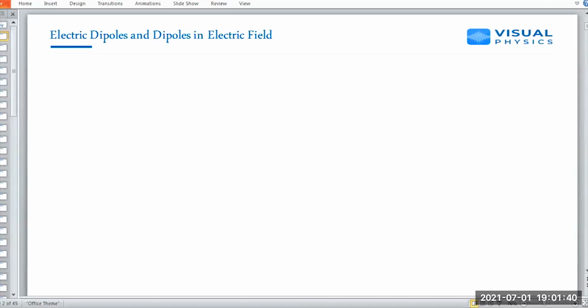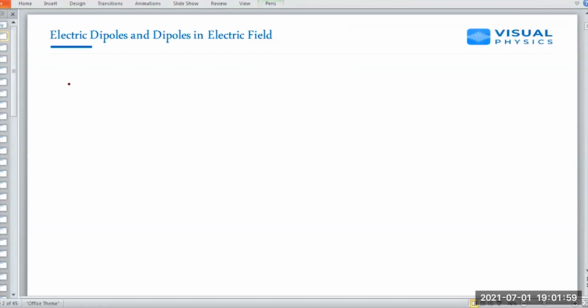Hello class, this is ABS sir from Visual Physics, and today we'll be discussing DPP, that is daily practice problems on electric dipoles and dipoles in external electric field. So first of all, before going into the question section, let me discuss the key points which you should know by now about dipoles.